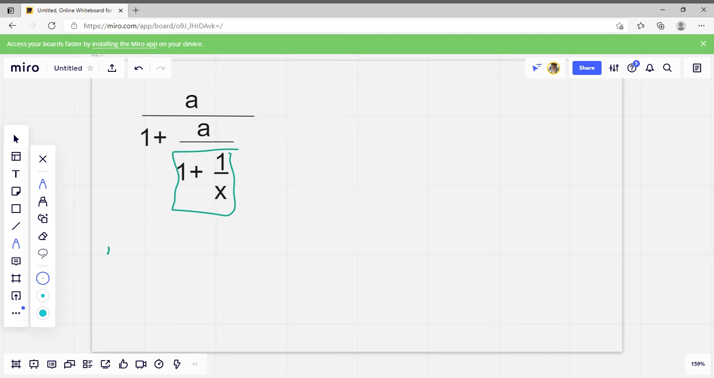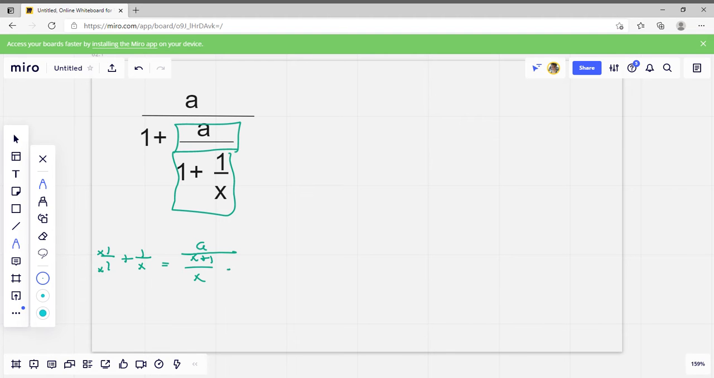So we have 1, and I'm going to put that over 1, plus 1 over x. So we have to multiply this side times x over x to get a common denominator, and we're going to get x plus 1 over x. Okay, that covered all that. Now that has an a over top of it. Okay, so now we've included that.